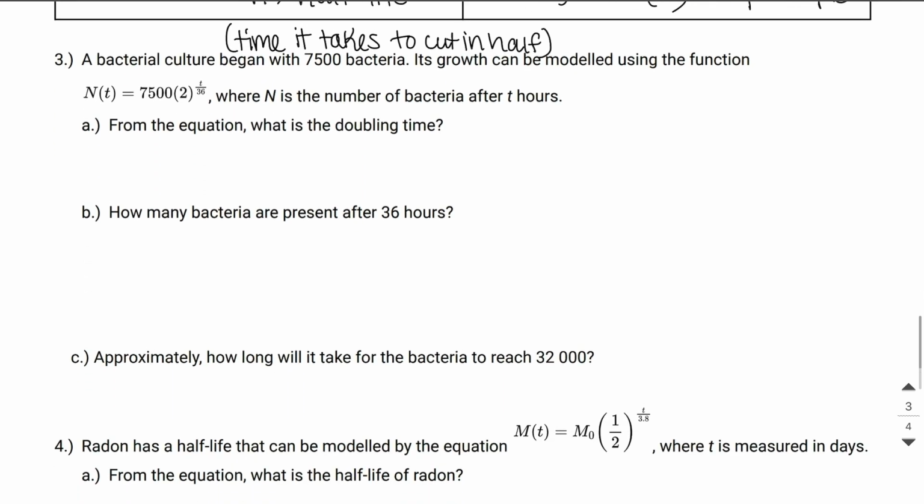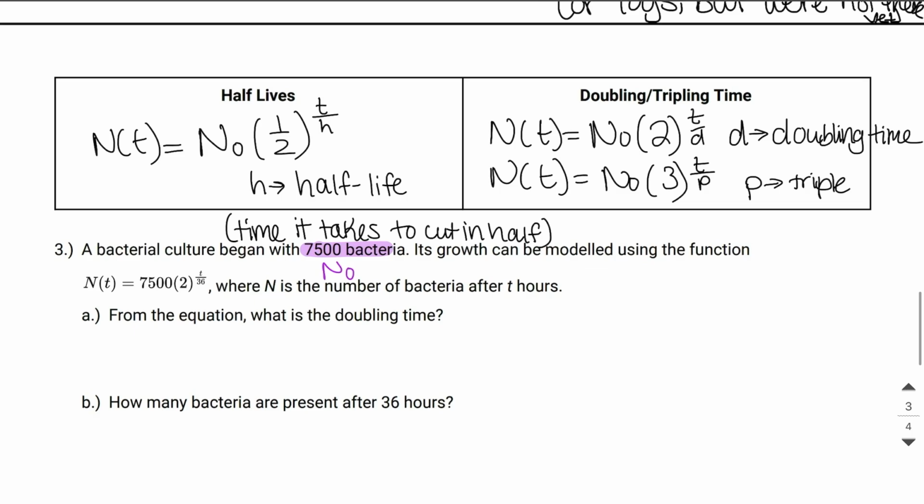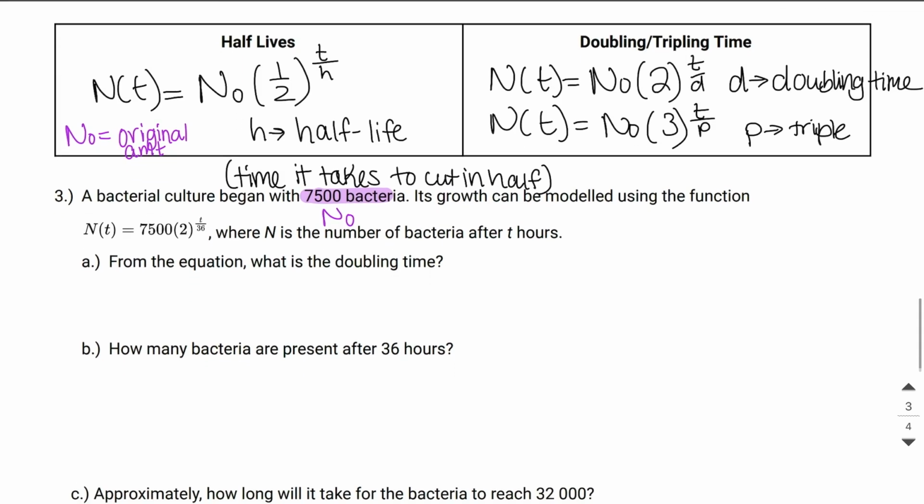Okay, so how do we apply this? A bacterial culture began with 7,500 bacteria. So this right here is going to be your N sub 0. It's your starting amount. So actually, let's write this down, that N sub 0 is the original amount. And that's true for both half-lives and doubling time. Its growth can be modeled by using the function n of t equals 7,500 times 2 to the power of t over 36. So notice how this has this 2 right here. So this means that it is doubling.